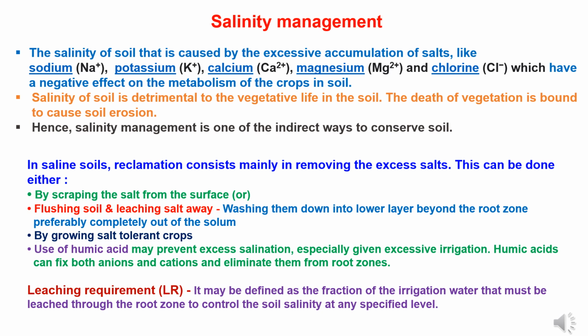By providing excess irrigation, there is a leaching requirement. The leaching requirement may be defined as the fraction of the irrigation water that must be leached through the root zone to control the soil salinity at any specified level.